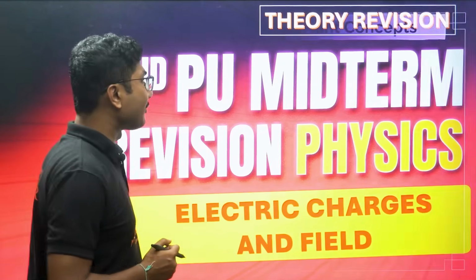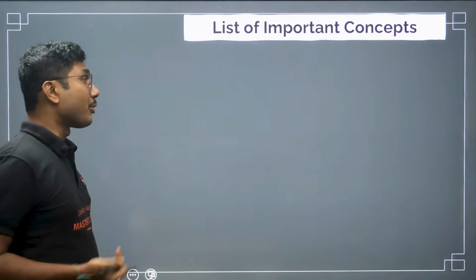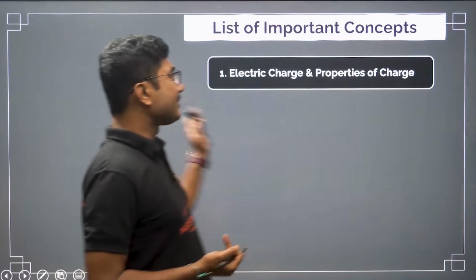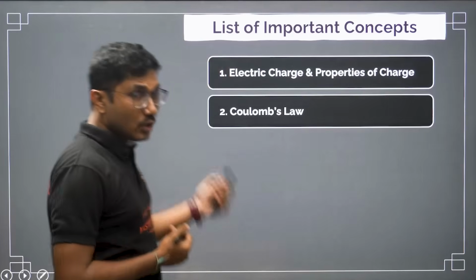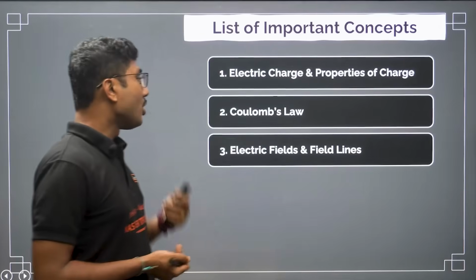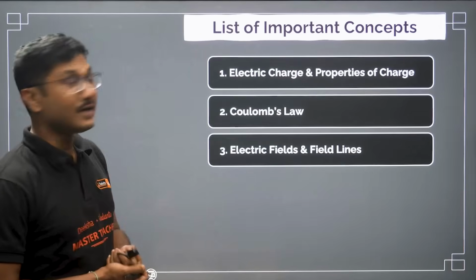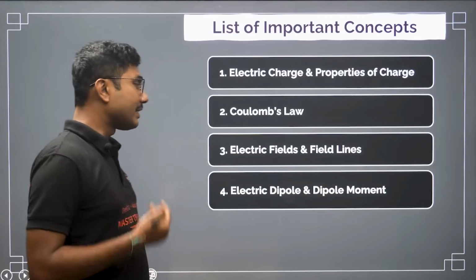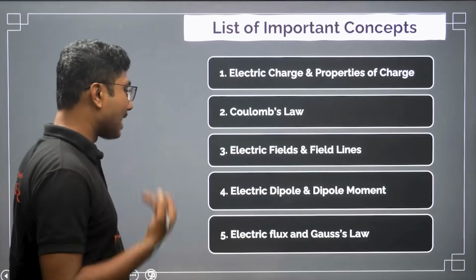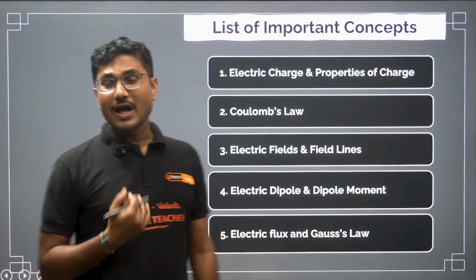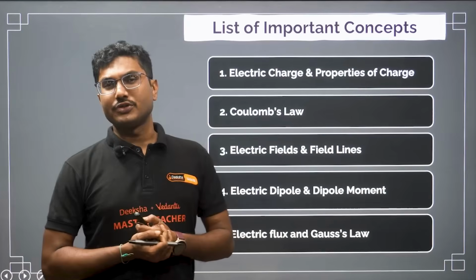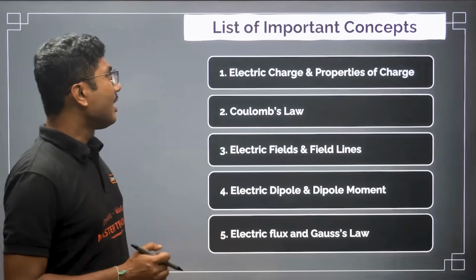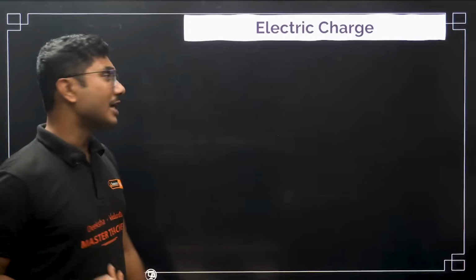So let's start with the list of the important concepts from the chapter. Electric charge and properties of charge, obviously super important. Coulomb's law is very important. We have electric fields and field lines. Next we have electric dipole and dipole moment, and last but not the least, electric flux and Gauss's law. So these are all the important concepts from this chapter. So let us start with the first concept, which is electric charge.